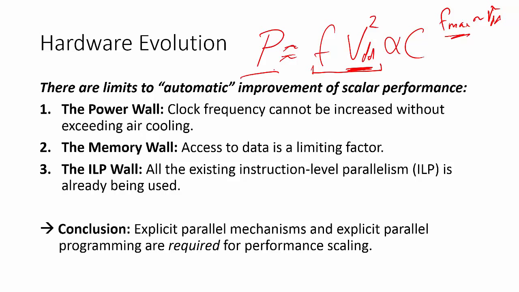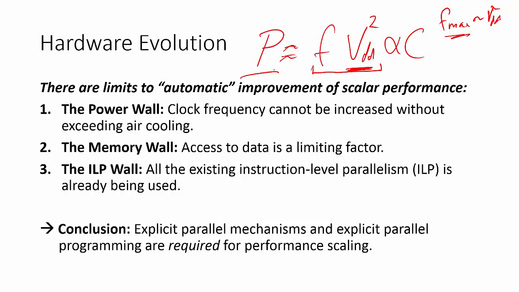The second factor here is the memory wall. Access to data is really a limiting factor. Higher performance processors want to get data from memory and instructions from memory at a higher rate than before, and doing that is really a challenge. There are many levels of cache memories, but still many problems.